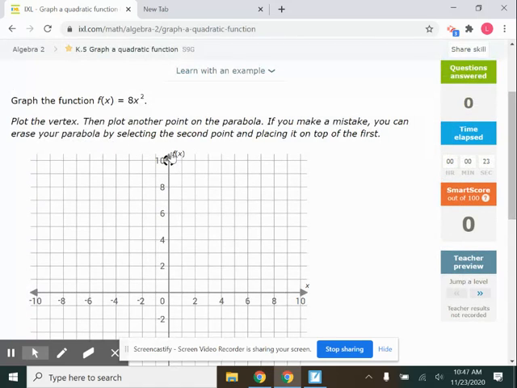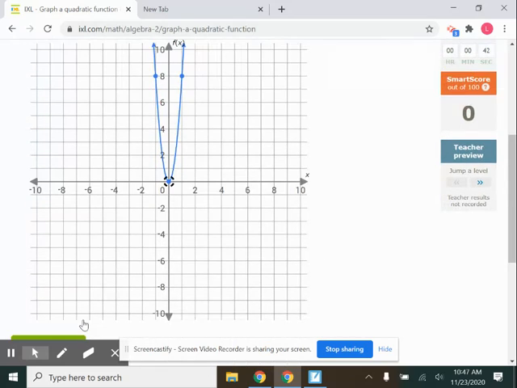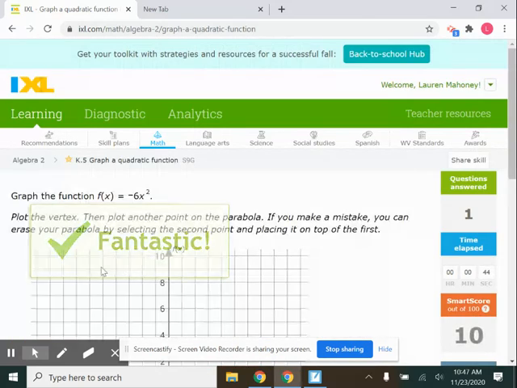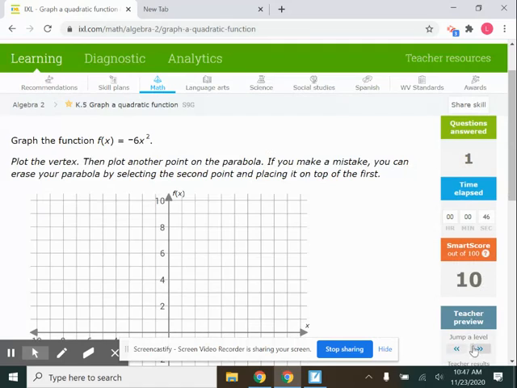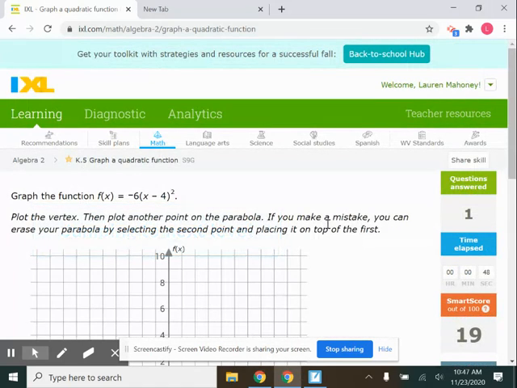So first thing we've got to do is plot the vertex. Well, the b value here is 0, so negative b over 2a is 0. And when I plug it in, I get 0. And then I need to select another point. Well, if I plug in 1 here, 1 squared is 1 times 8 is 8, so 1, 8 would be my second one. Notice it makes the mirror point on the other side, and that's all you have to do for this one. I am going to skip a little bit because the first couple are all the same.